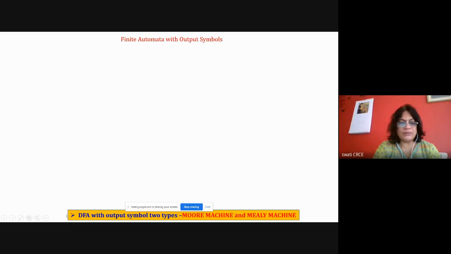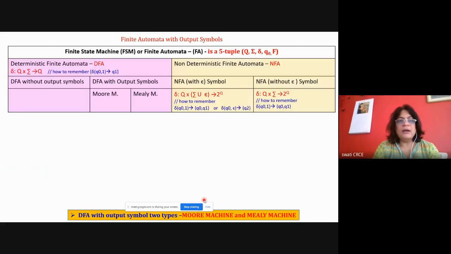So DFA with output symbols has two types, Moore machine and Mealy machine. Here let's see that an FA is a five-tuple (Q, sigma, delta, Q0, F), where F is the final state for DFA and NFA. And NFA has two types: NFA with epsilon and NFA without epsilon. Now delta is Q into sigma union epsilon for NFA with epsilon. That may result in one of the sets of the power set, that is, it belongs to 2 raised to Q.